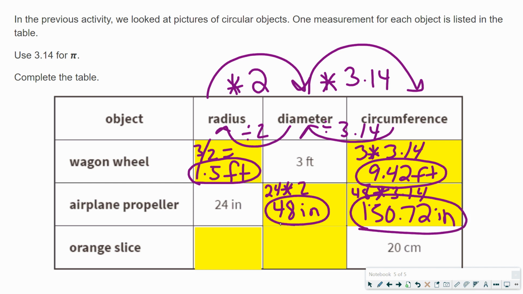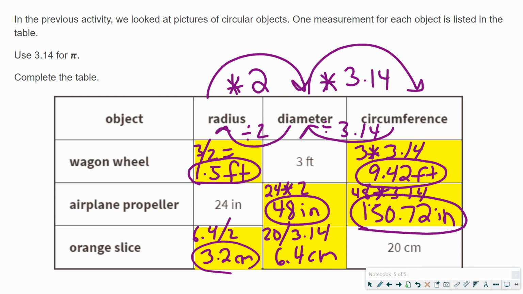All right, to go backwards, if I have the circumference, I divide. So I'm going to do 20 divided by 3.14, which is around 6.4. And then I do 6.4 divided by 2, which is around 3.2. So it's all either multiplying by 2, multiplying by 3.14, dividing by 3.14, or dividing by 2.